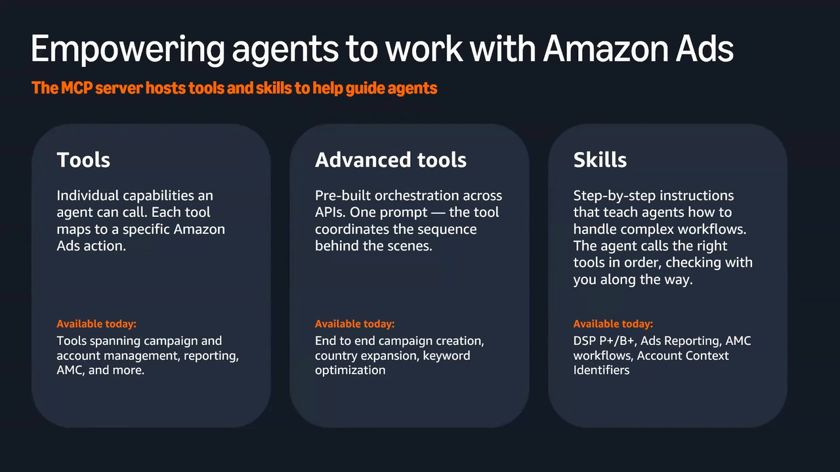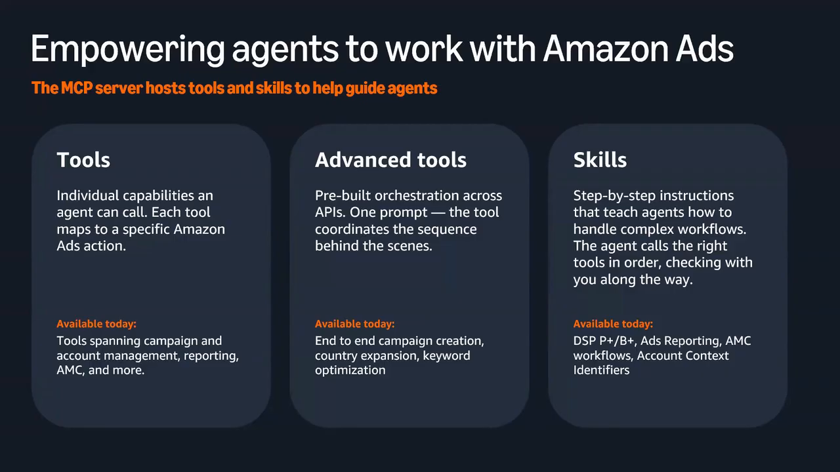Next, you have advanced tools. These are like the pre-prepared dishes. They are pre-built orchestrations that coordinate multiple API calls behind the scenes. So with one prompt, your agent can execute a multi-step workflow, like creating an end-to-end campaign without having to build that orchestration logic yourself. And finally, you have skills.